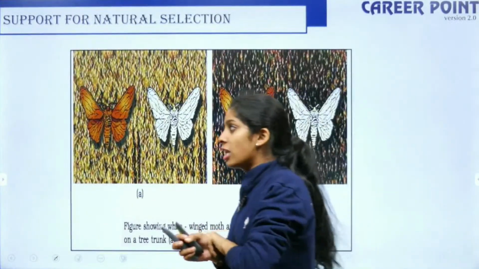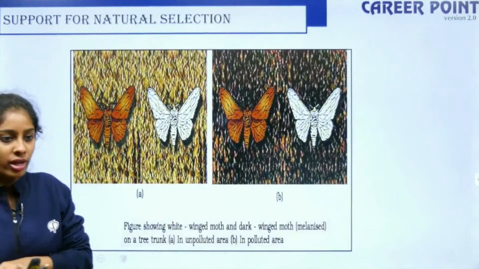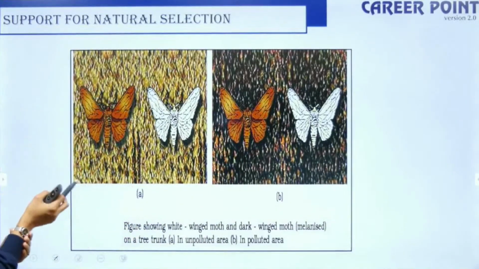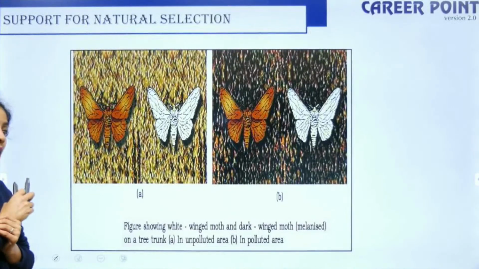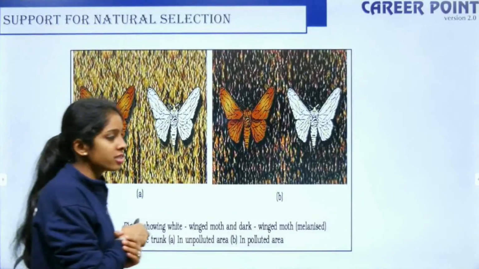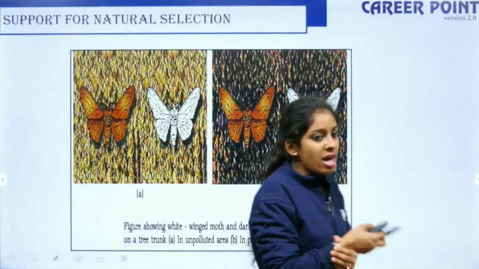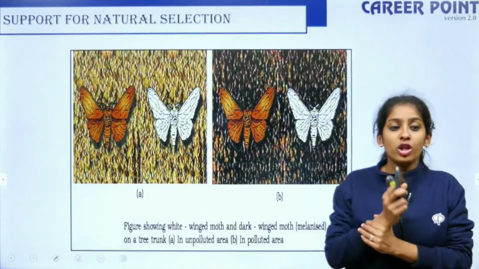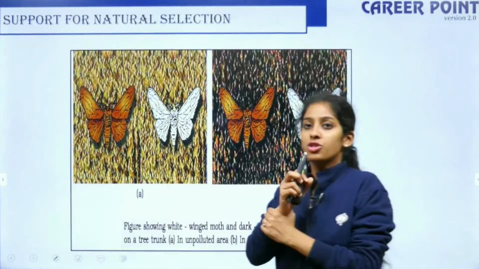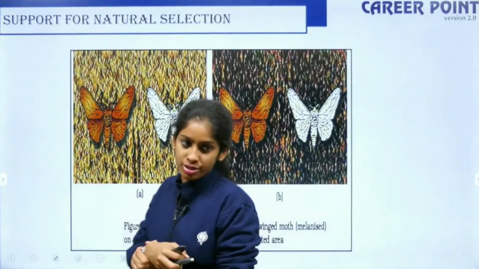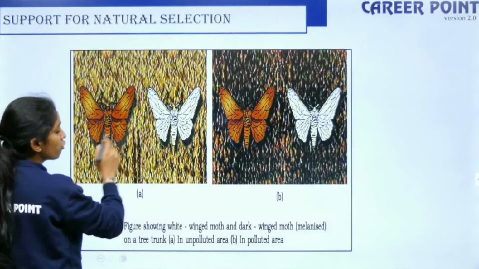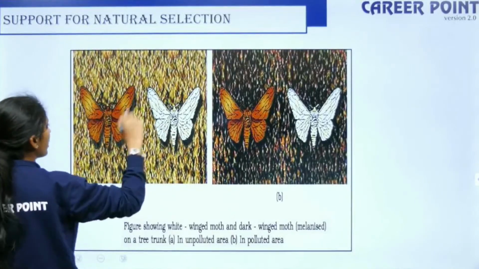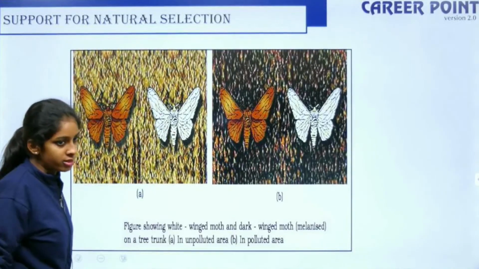So convergent is analogous, the structure is different, okay? In the case of convergent evolution, you have your analogous structure, the structure is different but the function is the same. In the case of divergent evolution, you have homologous structure, the structure is same but the function is different. Alright? Okay, so this is the case of industrial melanism. You had two types of moths, brown winged and white winged moths, fine?